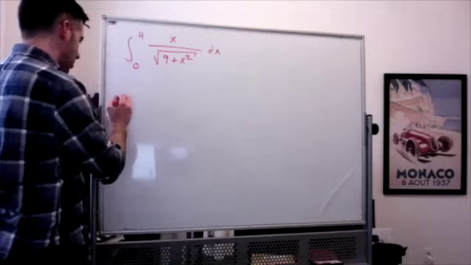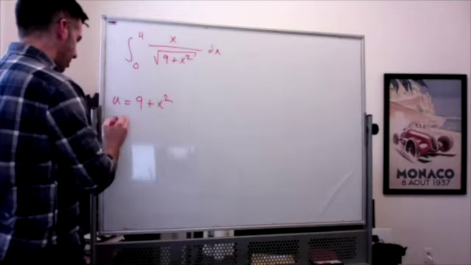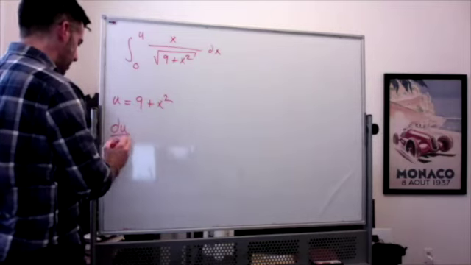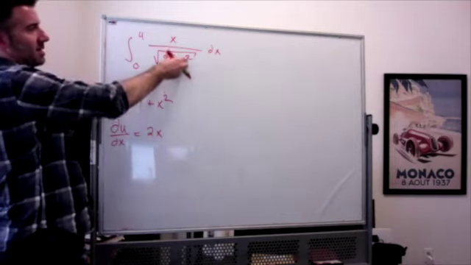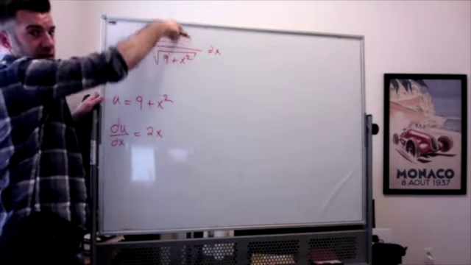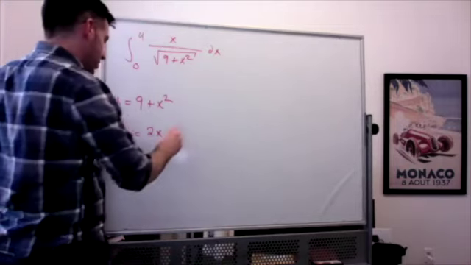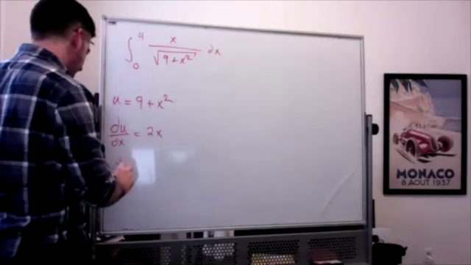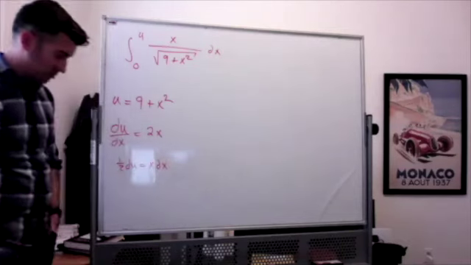So if we pick u equal to 9 plus x squared, our du dx is going to be 2x. So we picked u to be this, and we essentially got our derivative to be this. Not exactly, we're off by a factor of 2. That's okay. So then we're going to say that 1/2 du is equal to x dx.